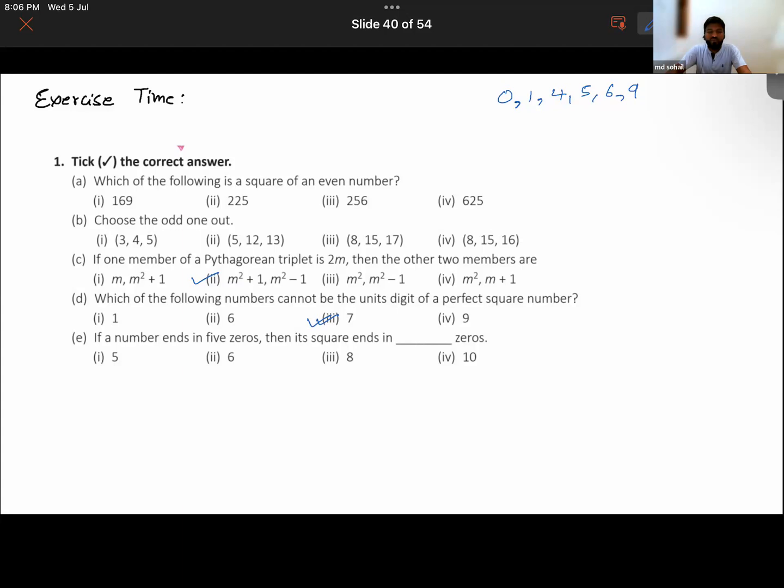If a number ends in 5 zeros, then its square ends in dash zeros. So is it 5? Try to find it out now. Just take an example, find its square, and see how many zeros you are getting.